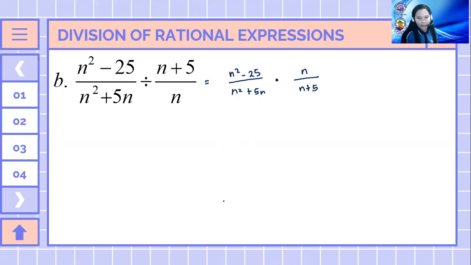Okay? And then, we can now use first the factoring of polynomials before we have the product of numerators and denominators. Okay? So as you can see, in the numerator of the dividend, we can use the DTS or the difference of two squares. So you have to recall how to factor out difference of two squares. And then for the denominator, we can use the common monomial factor.